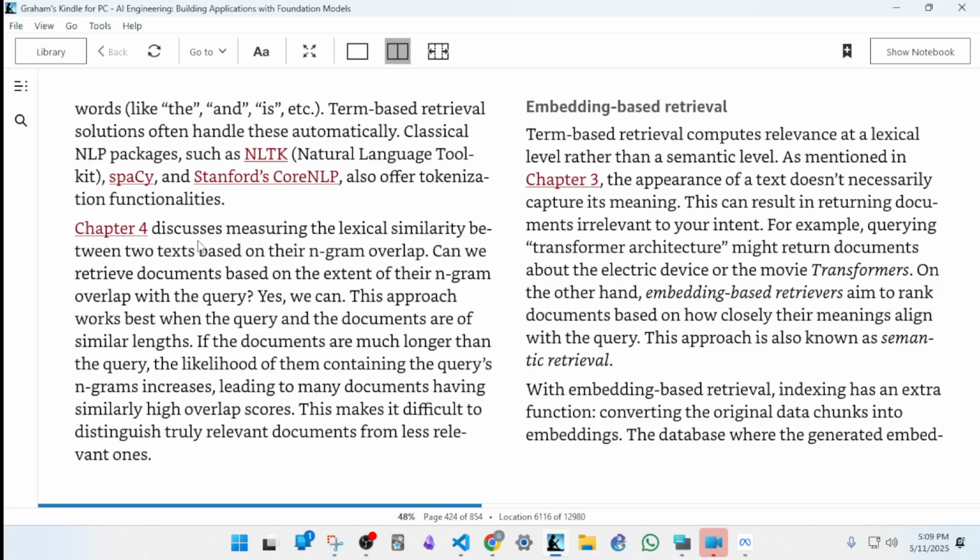Chapter 4 discusses measuring the lexical similarity between 2 texts based on their n-gram overlap. Can we retrieve documents based on the extent of their n-gram overlap with the query? Yes, we can. This approach works best when the query and the documents are of similar lengths. If the documents are much longer than the query, the likelihood of them containing the query's n-grams increases, leading to many documents having similarly high overlap scores. This makes it difficult to distinguish truly relevant documents from less relevant ones.